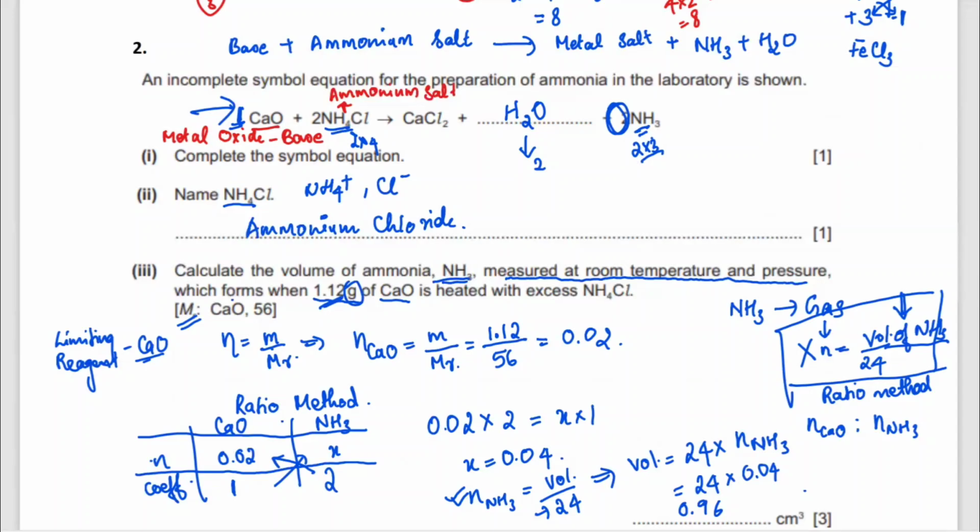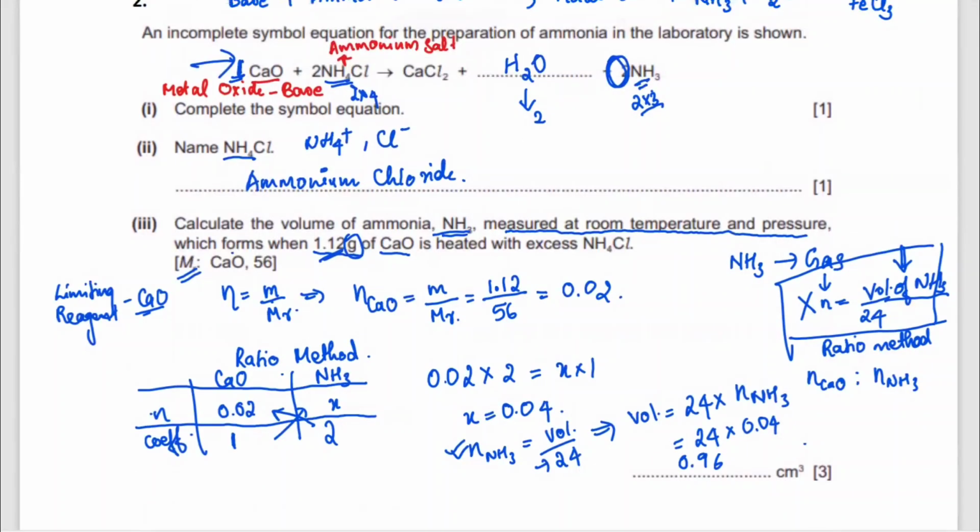So this is about this question. I'll just summarize it. We wanted to find the volume of ammonia produced, but since ammonia is a gas, we know the formula for calculating the number of moles of a gas is n equals the volume of the given gas divided by 24. Since we don't know n or the volume of NH3, and we need to find the volume, we use the stoichiometric ratio method to first find the number of moles of NH3. In order to use the ratio method, we also need a reference molecule. Usually we take the limiting reagent as the reference molecule.